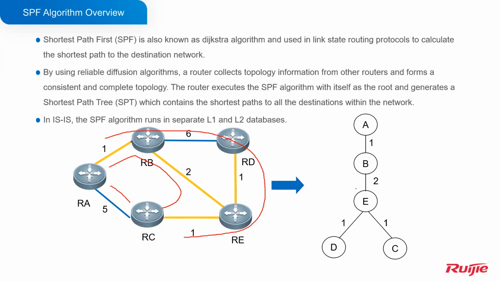So according to the cost value, finally the topology will become a tree. There is no loop. Of course, about router D, if router D wants to reach router B, it will calculate a new path again. And finally, it gets a tree, and the root is router D itself. So this is the main process of the SPF algorithm.